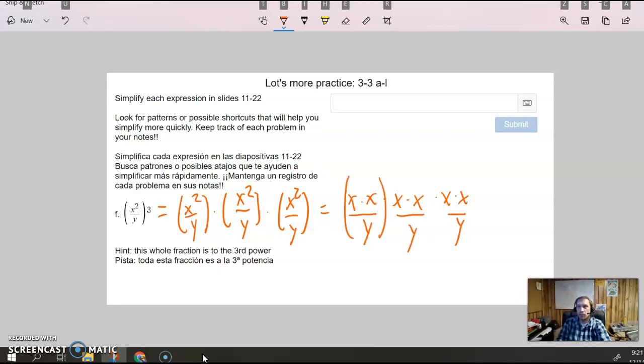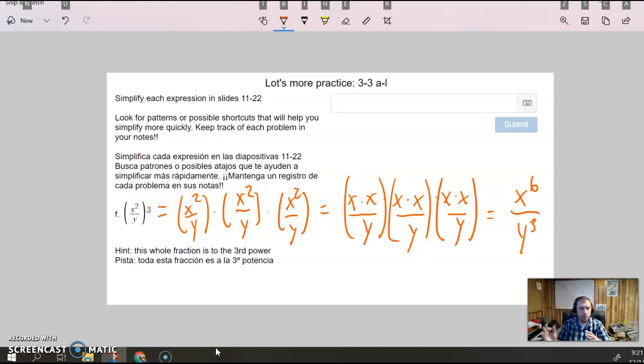Now we can leave these parentheses in there, but that's just another way of saying these quantities are being multiplied by each other. And so when we look at the numerators across, we end up with how many x's? 1, 2, 3, 4, 5, 6. So we write that as x to the 6th. In the denominator, we have y times y times y, which is y to the 3rd.